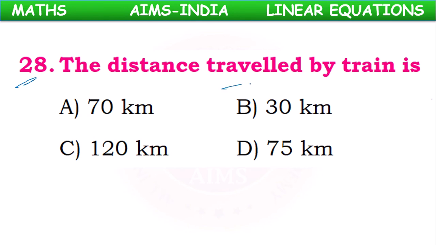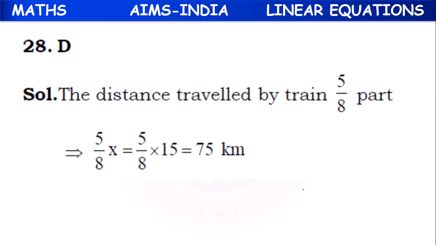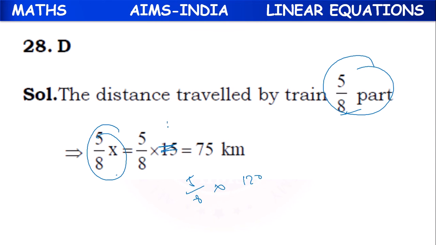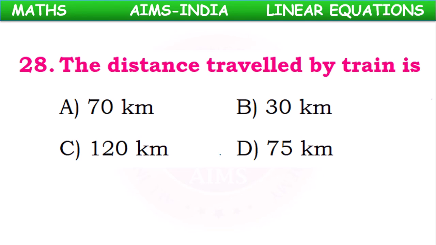Next, children, the distance traveled by train, how much? By train, how much distance they have traveled? 5 by 8th part of total distance. Means 5 by 8th part of x. Means 5 by 8th part of 120. Not 15, children. 5 by 8th part of 120, because 120 kilometers is the total distance. 8 1 is 8, 40, 8 15s. After cancellation, we will get 15. 5 by 8 into 120 means 5 into 15, which is equal to 75 kilometer. So by train, how much distance they have traveled? 75 kilometer. So D option is correct.